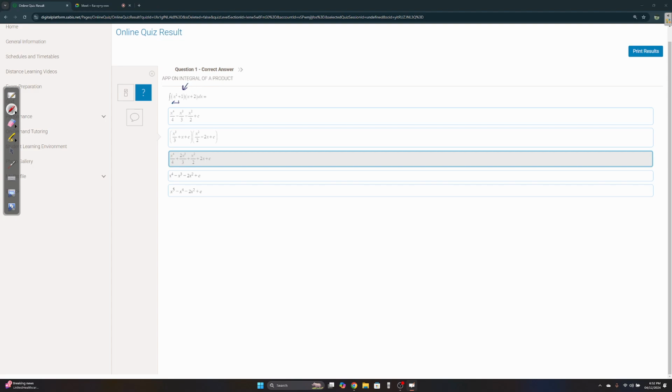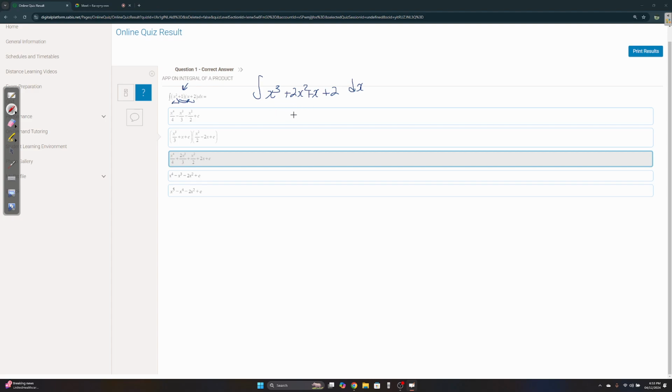Integral. When you have a product, you need to expand. You're not allowed to keep it like this. Expand (x squared plus 1)(x plus 2): x squared times x is x cubed, x squared times 2 is 2x squared. Okay, 1 times x is x, 1 times 2 is 2. So now you have the integral of this dx.